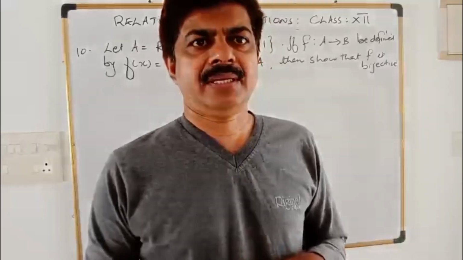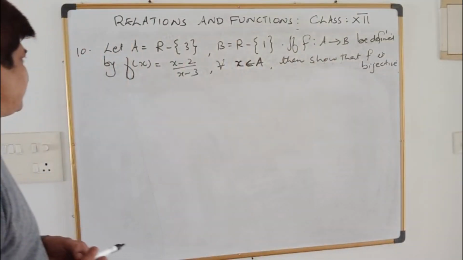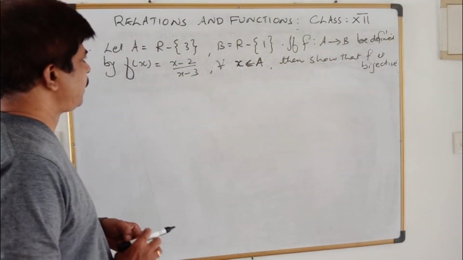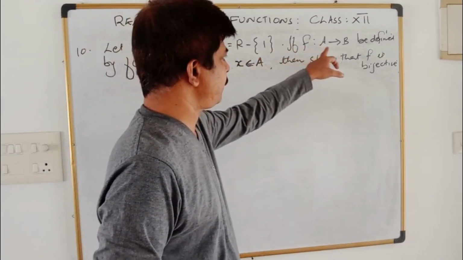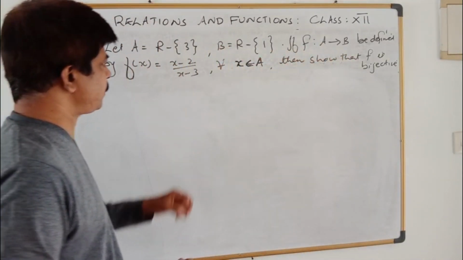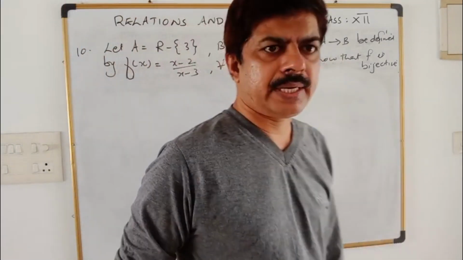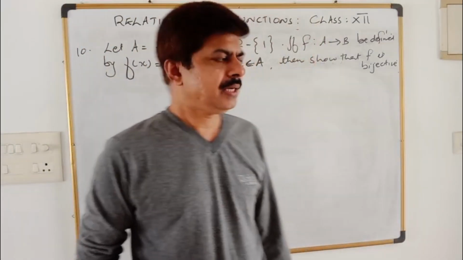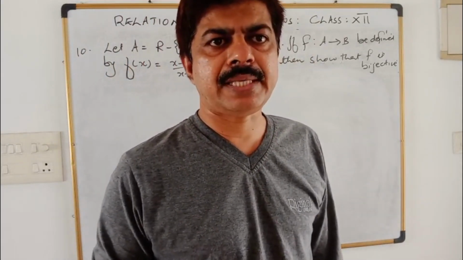Okay, here is the last question from this topic. Let A equal R minus {3}, B equal R minus {1}. If function f from A to B is defined by f of x equal to (x minus 2) by (x minus 3) for all x belonging to A, then show that f is bijective. What do you mean by a bijective function? How will you check whether a function is bijective or not?